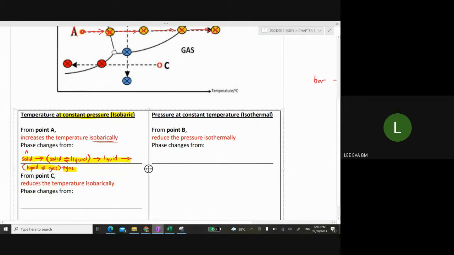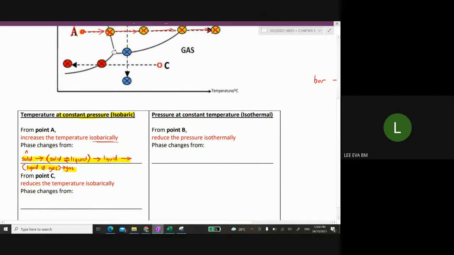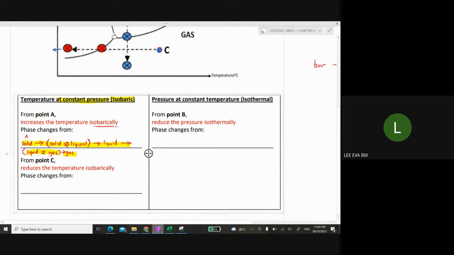Okay, let's try one more, point C. Let me change one more color. So point C starting from here. If we reduce the temperature isobarically, or reduce the temperature at constant pressure, this is your constant pressure. It happens only here from point C, from the right hand side towards your left hand side. What is the phase of your starting point? Gas phase. And then you're going into the boundary, what phase do you have? Gas and solid. Yes, very good. Gas and solid in equilibrium.